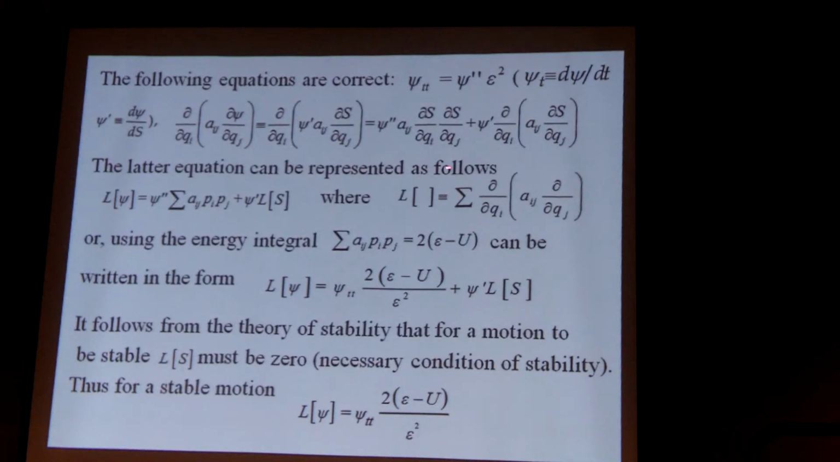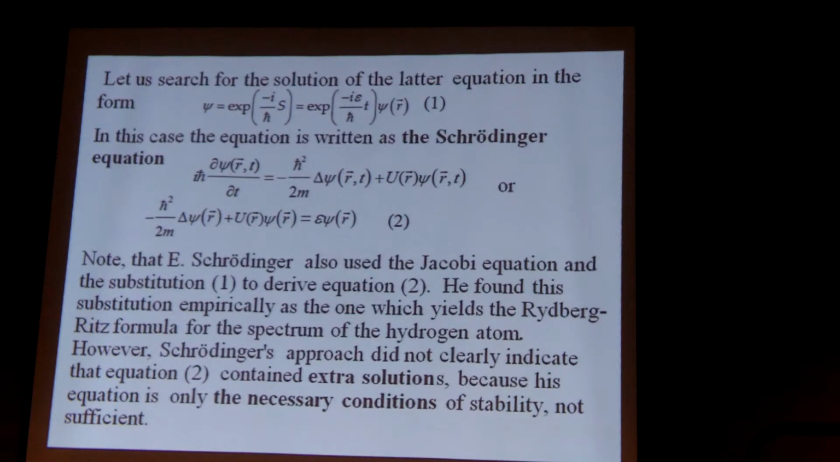The latter equation can be represented as follows, where L is this operator, or, using the energy integral, can be written in this form. It follows from the theory of stability that for the motion to be stable, the operator L of S must be zero, a necessary condition of stability. Thus, for stable motion, the following is true. Let's search for a solution of the latter equation in the form. In this case, the equation is written as the Schrodinger equation.